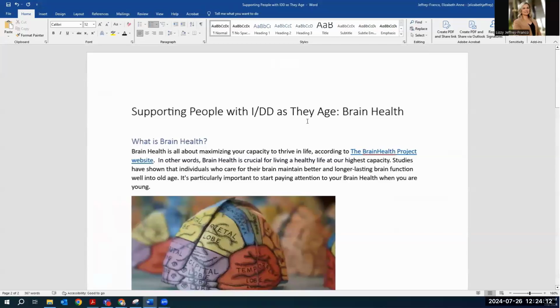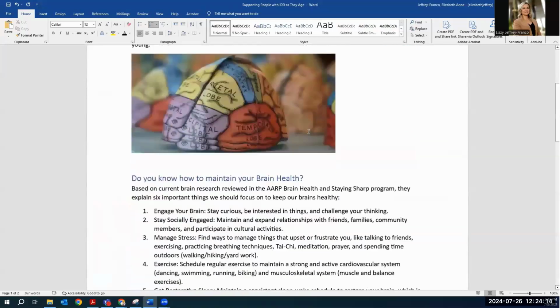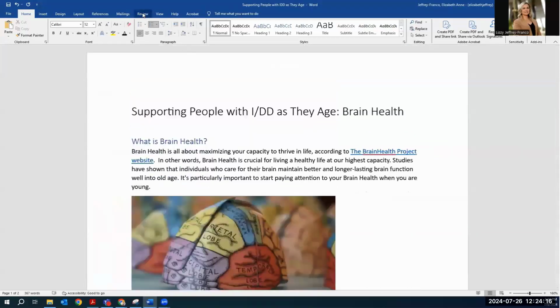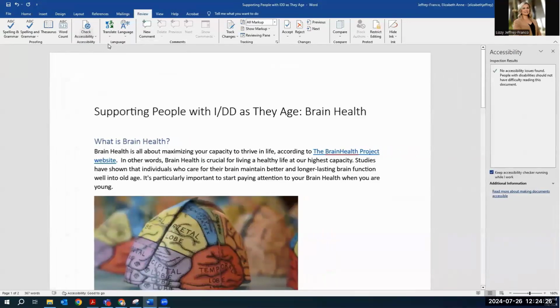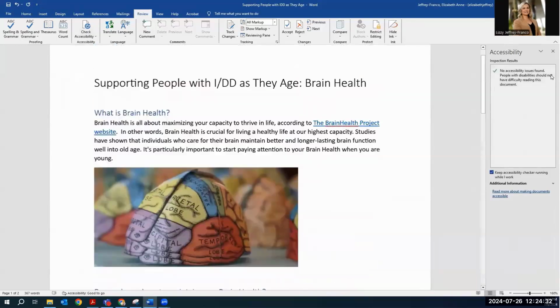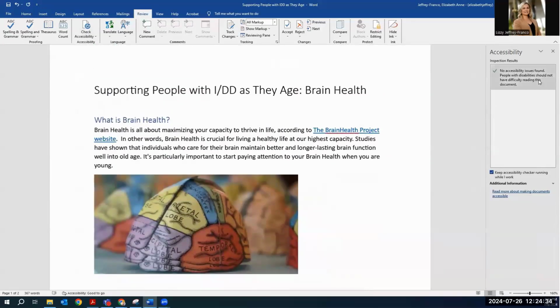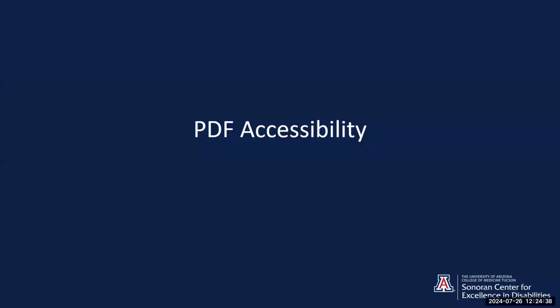All right, so now this document is looking much, much better. What we can do is go up under Review, and from there we can click Check Accessibility. And it's looking great. No accessibility issues found. So I feel confident that the way we built it, and with the confirmation of the accessibility checker, this is looking pretty good.